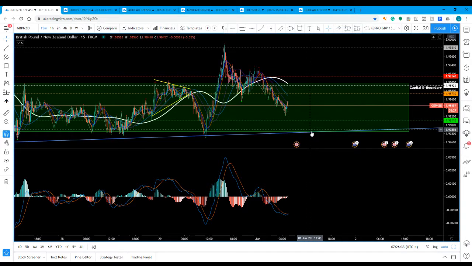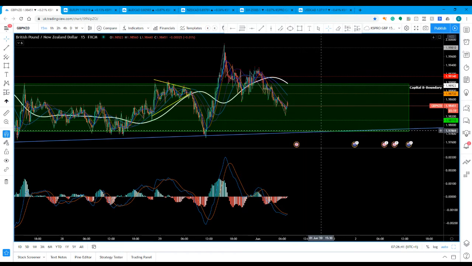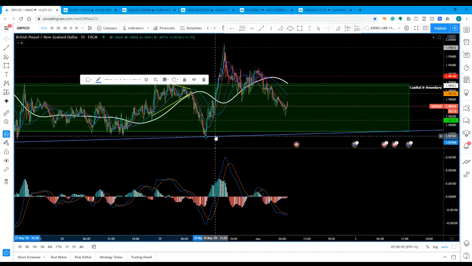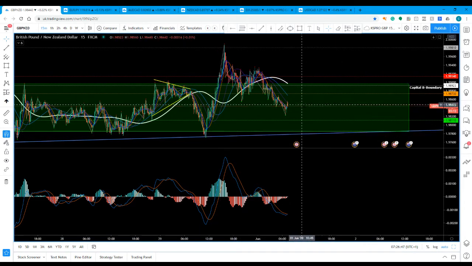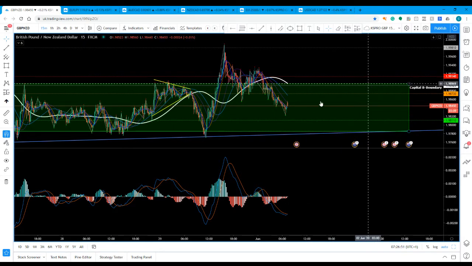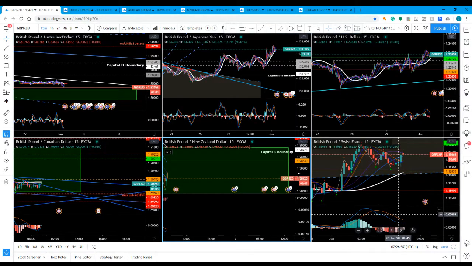We may see this actually fall to support rather than rally back up toward resistance. So I'd certainly be more interested in a buy somewhere down here. It's also down closer to this trend line, which is also support, right? So I'd certainly be more interested in a buy over here. I could maybe take a play back to resistance, but taking a buy right here is not something I'm particularly interested in.